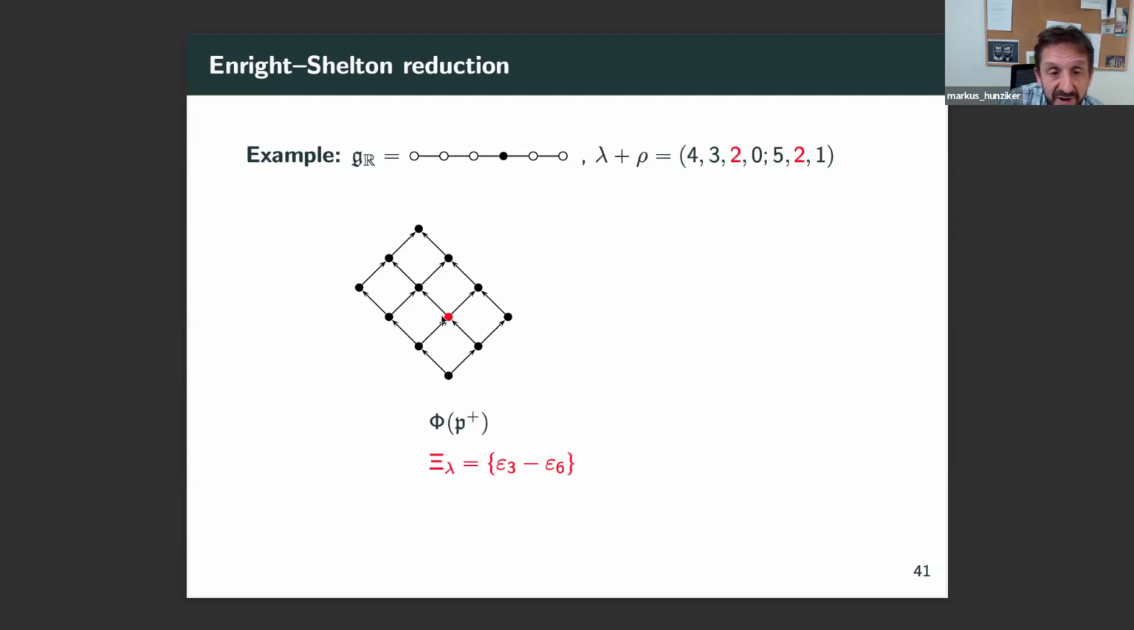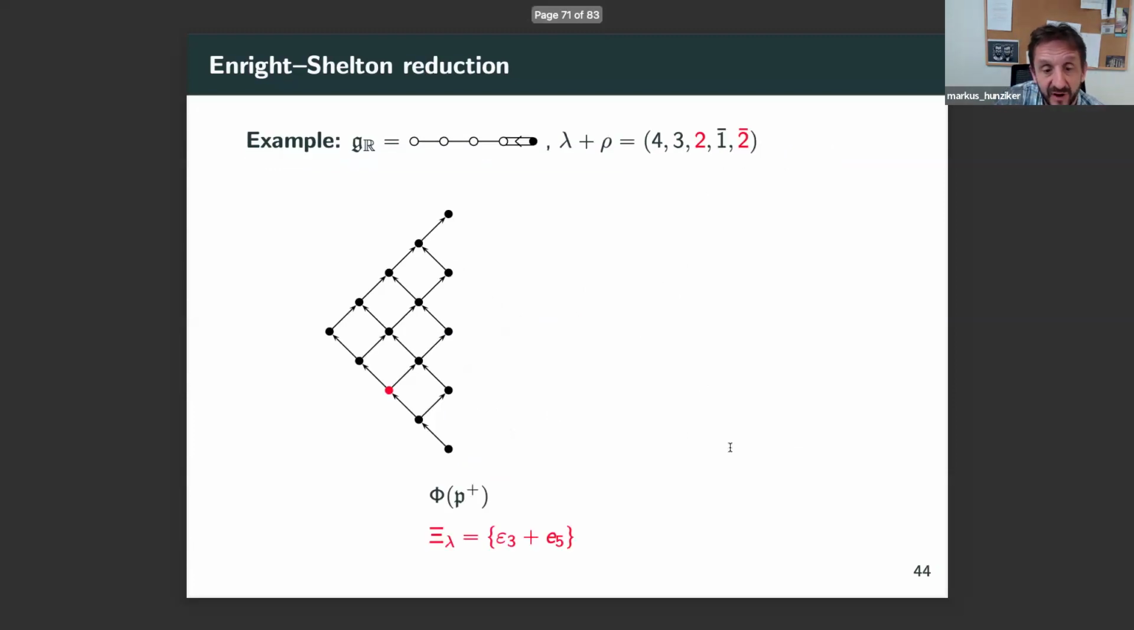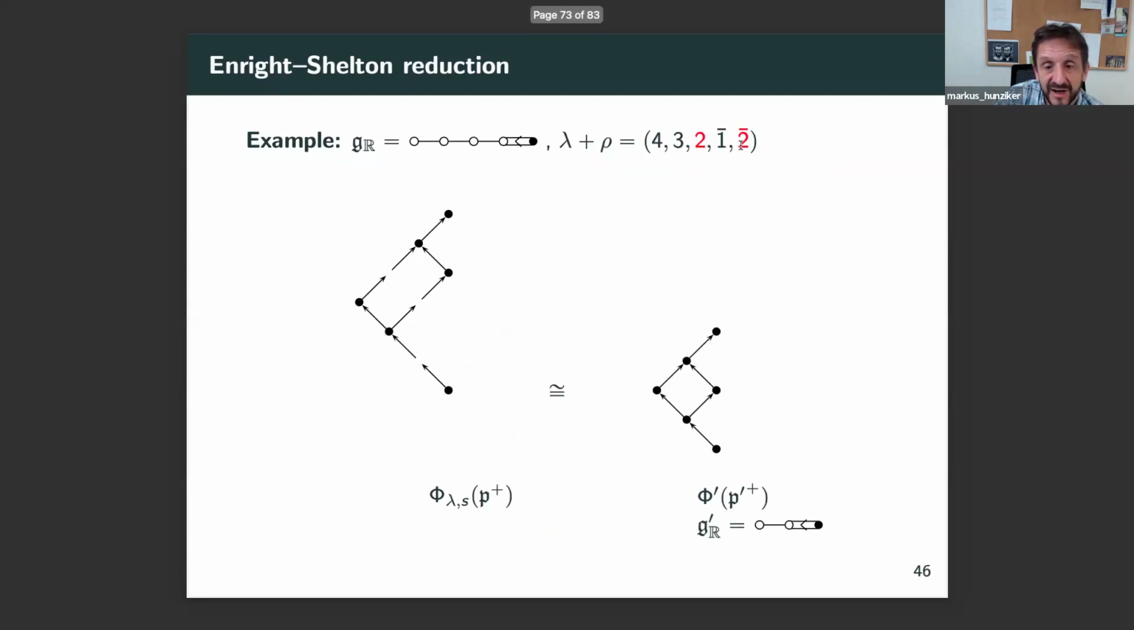So if I remove everything that's not orthogonal to this red dot corresponding to this singular root, I end up with this diagram, which is isomorphic to this diagram of positive non-compact roots of SU(3,2). So this is something of smaller rank. And this happens for all types. Here's an example in type C. You have a singular root, epsilon 3 plus epsilon 5, because I have a 2 and a negative 2. And if I remove everything that's not orthogonal to it, I get a diagram that's isomorphic to something of smaller rank.